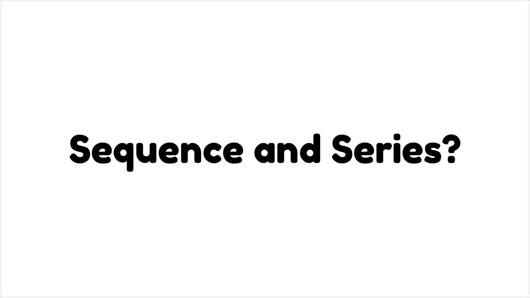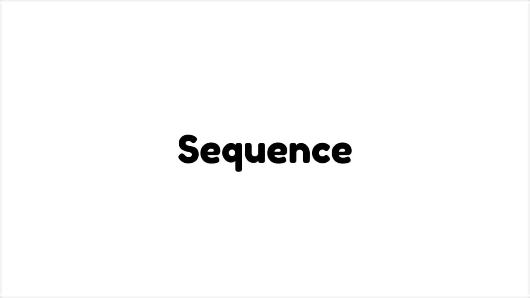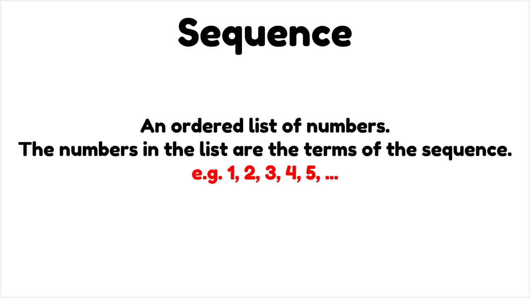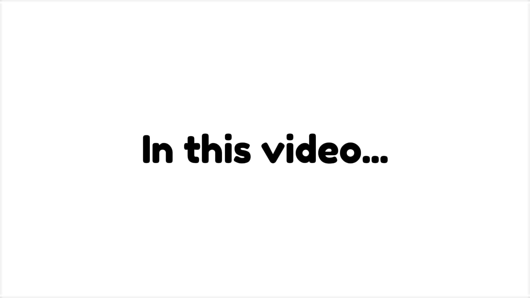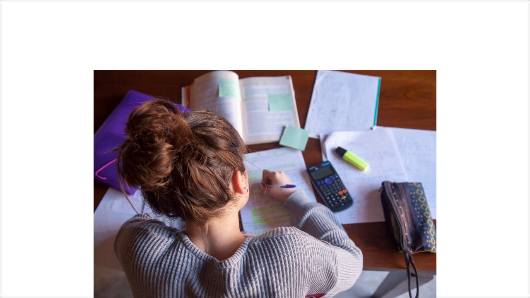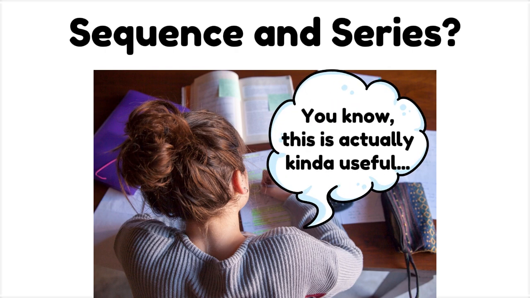So do you guys know about sequence and series? A sequence is an ordered list of numbers. The numbers in the list are the terms of the sequence, and a series is the addition of all the terms of a sequence. Now in this video, we're going to show you an example of how you can apply the concept of sequence and series in real life.